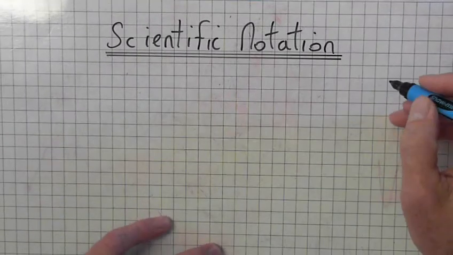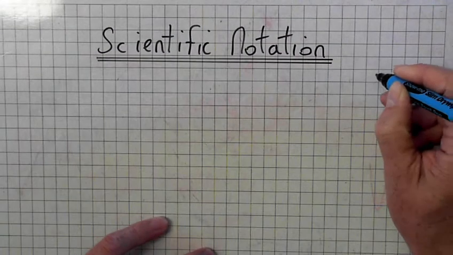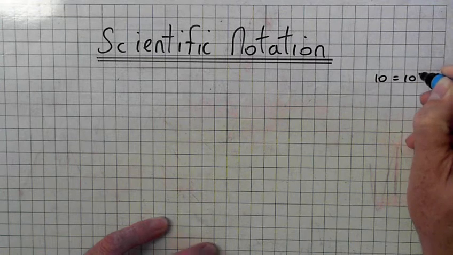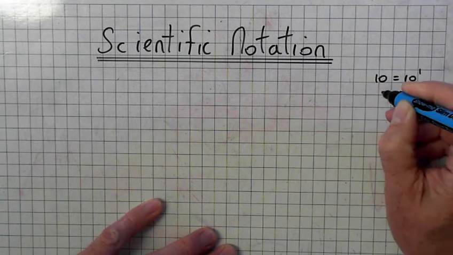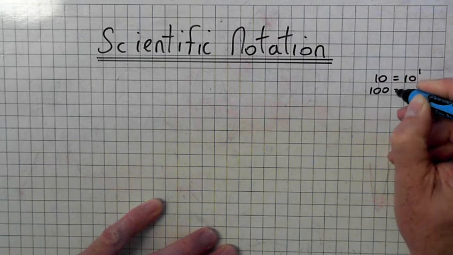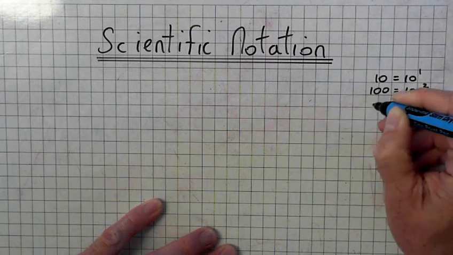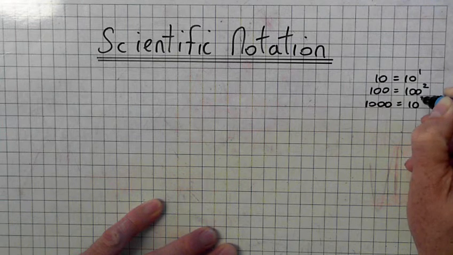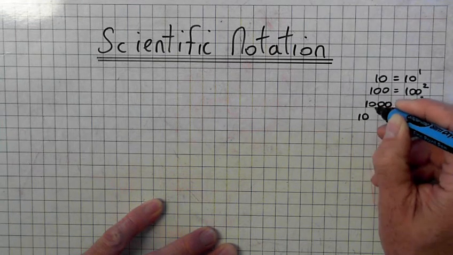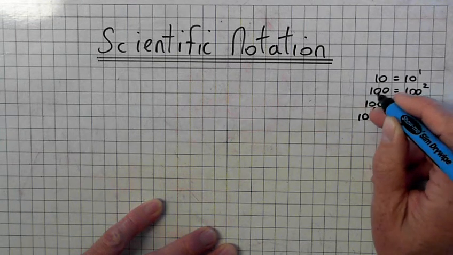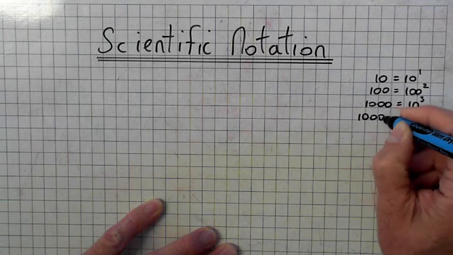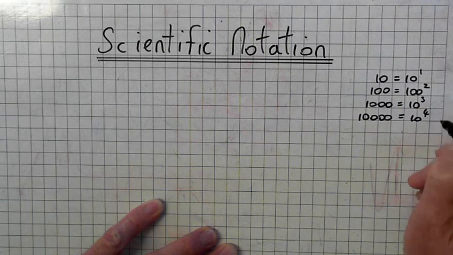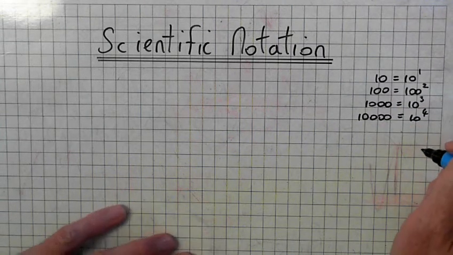Alright, so we'll start off by writing, what did we write? 10 to the 0 is equal to 1, 10 to the 1 is 10, 10 to the 2 is 100, 10 to the 3 is 1000, 10 to the 4 is 10,000. And then, alright, so you know the rest of it.